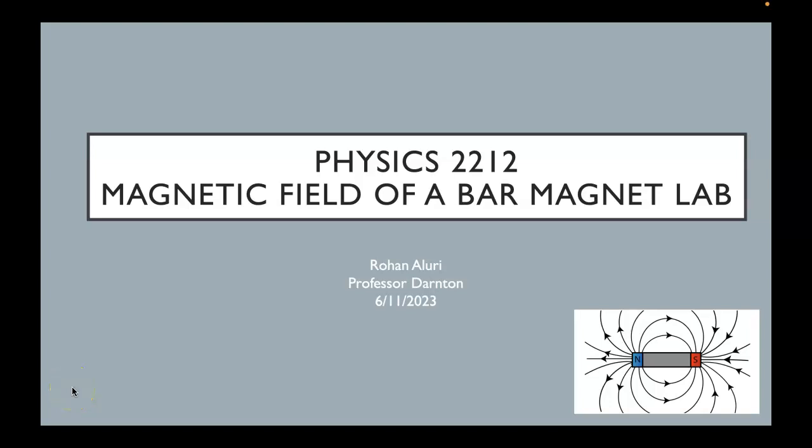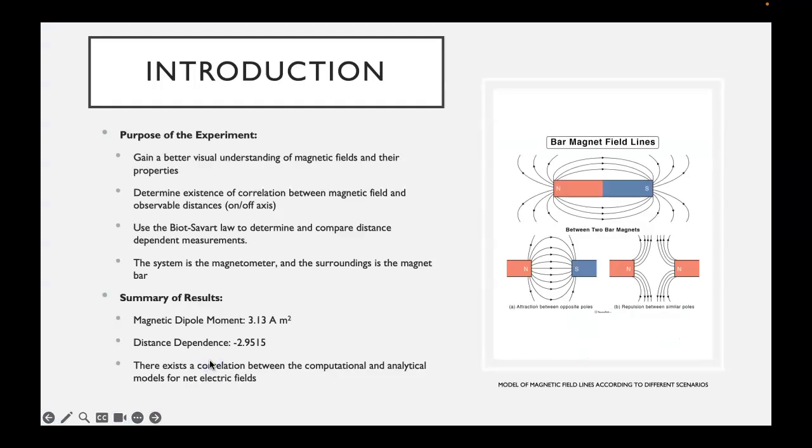My name is Rohan Aluri, and this is my magnetic field of a bar magnet lab. So the purpose of this experiment was to gain a better visual understanding of magnetic fields and their properties, as well as determining the existence of correlation between magnetic fields and the observable distances on and off axis, as well as using the Biot-Savart law to determine and compare distance-dependent measurements.